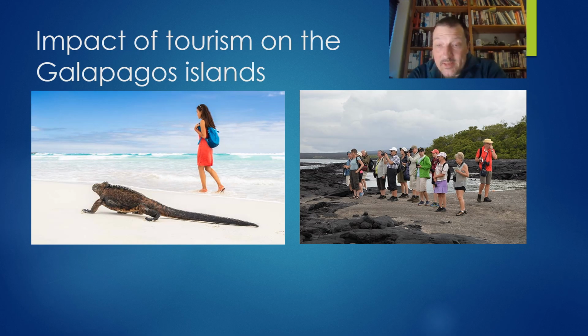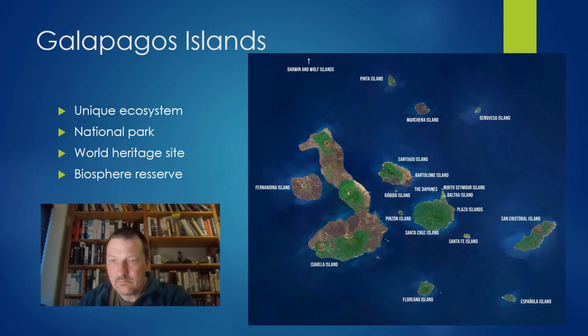Now let's look at some examples from what in biology is pretty much the holy grail, the Galapagos Islands. The Galapagos Islands are quite remote, but if you are in any way interested in biology, evolution, so on, it's a place that many people like to go visit. I know I would. It's also a place where tourism has an impact. So let's go into a little bit more detail about the Galapagos Islands.